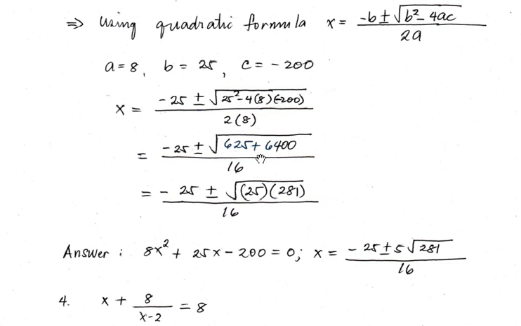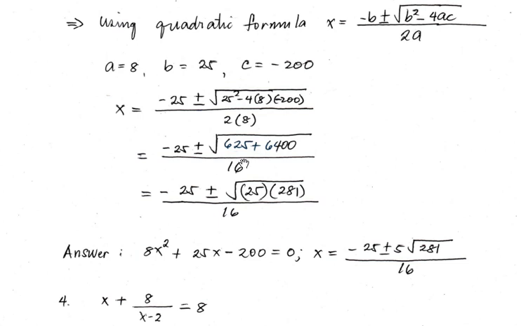Minus and plus, we have the negative 4 and negative 200, that means it's positive. 4 times 8, 32 times 200, that is 6,400. Then we can multiply this, and let's rewrite this in such a way that one of the factors will be a perfect square. In this case, we ended up with 25 times 281.